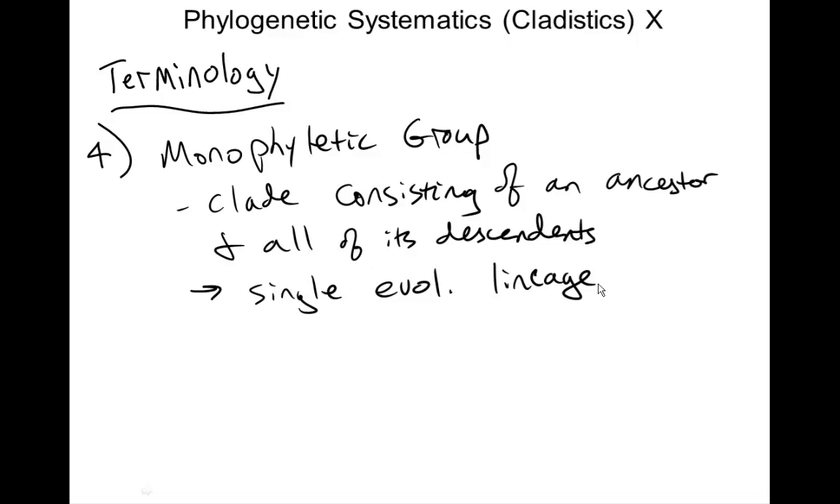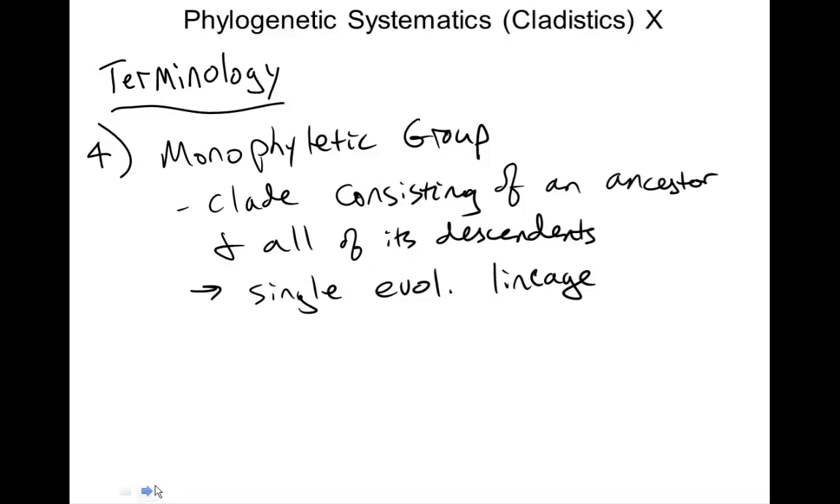So in other words, when we talk about a monophyletic group, we're talking about a group of species or taxa whose members are related to one another through a unique history of descent with modification from a common ancestor. So that's a monophyletic group, an ancestor and all of its descendants.